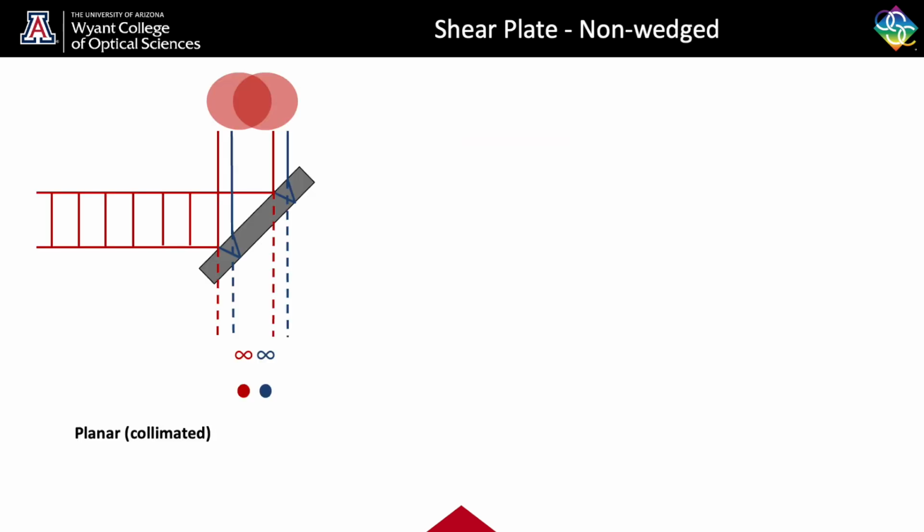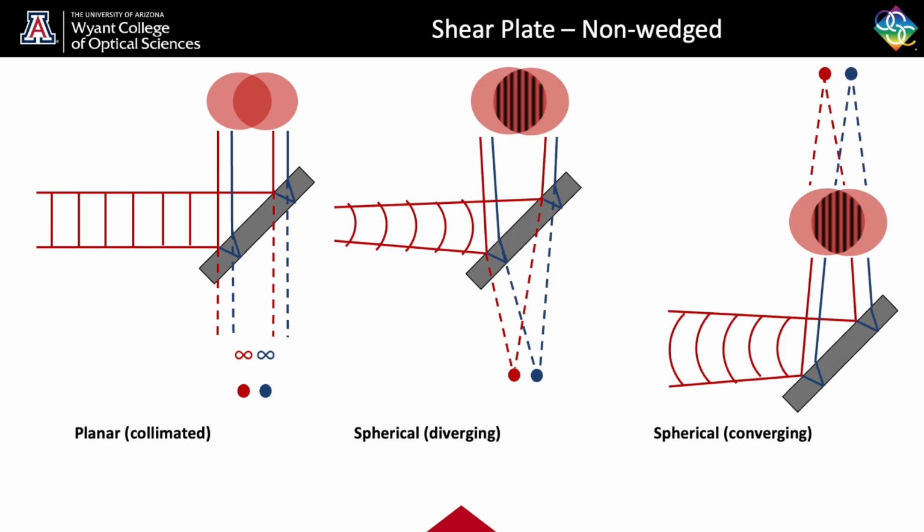In the non-wedged plate, a planar wavefront will not form any fringes because there is zero OPD difference between the two paths. However, a spherical wavefront will act like two point source interference. The fringes will always be horizontal, and a converging or diverging beam will look the same.